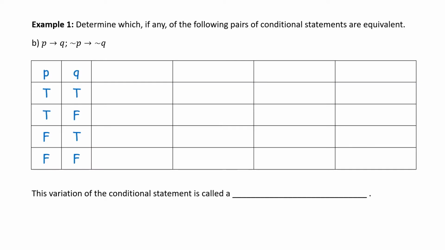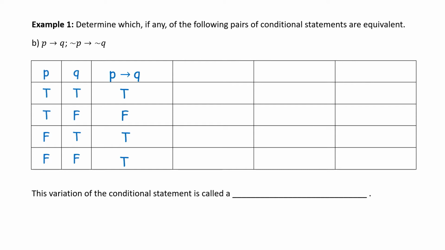Part B, P implies Q and not P implies not Q. We begin with the standard truth table for two statements P and Q. Following P in the rows, we have true, true, false, false. Following Q, we have true, false, true, false. Let's begin with the conditional P implies Q. That definition we have memorized, and so in the following rows, the values are true, false, true, true.